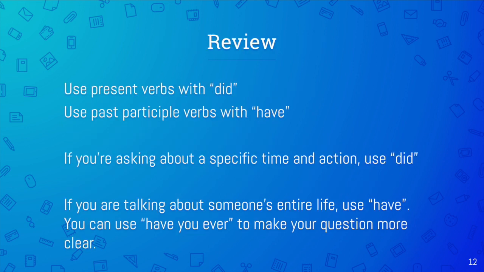So to summarize, you should use present verbs with did and always use past participle verbs with have. If you're asking about a specific time and action, you want to use did, and if you're asking about someone's entire life, you should use have. You can use have you ever to make your question more clear that you're asking about someone's whole life.